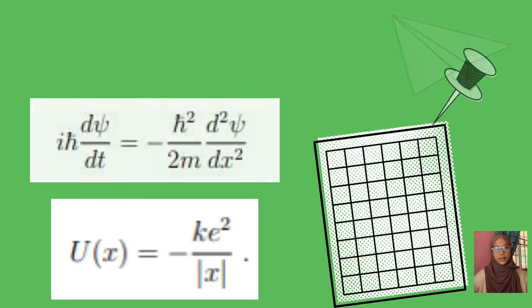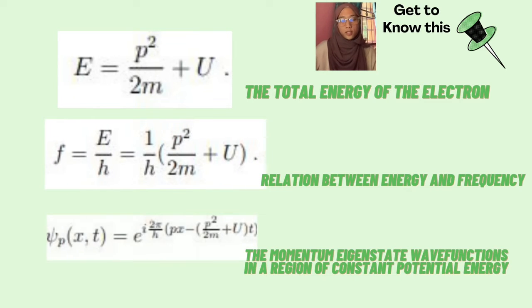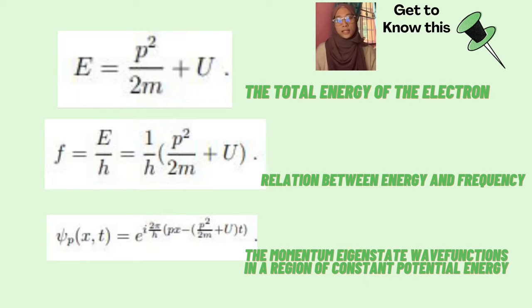With all of this explanation, it will give us an equation which is U(x) equal to negative k e squared over x. So for the next slide, to see how the potential U(x) should be incorporated into the Schrödinger equation, we need to consider the basic case of an electron with a definite momentum p traveling through a region where the potential energy is a constant but not zero. For this situation, the electron's total energy is given as E equal to p squared over 2m plus U.